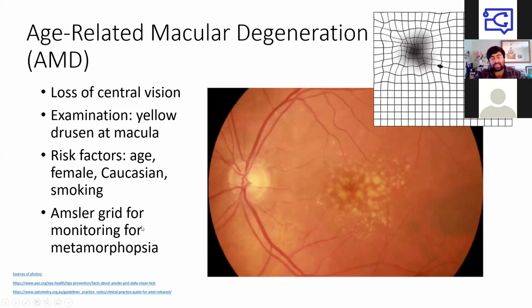One of the other things is to give patients an Amsler grid, which is the grid in the top right corner. Essentially you ask the patient to close one eye and look at the dot. If there's any waviness, that is a suggestion of worsening of the AMD. That is called metamorphopsia, which is very specific for AMD.